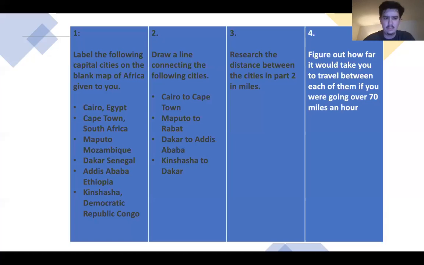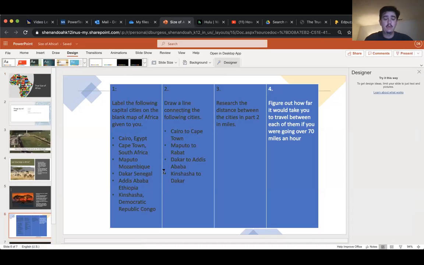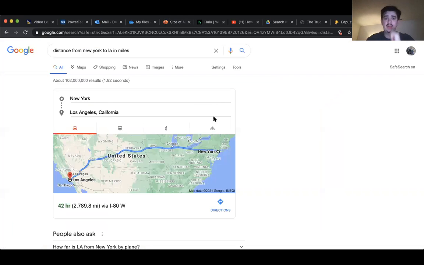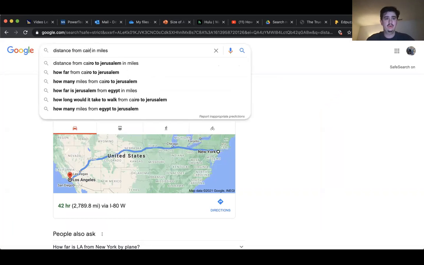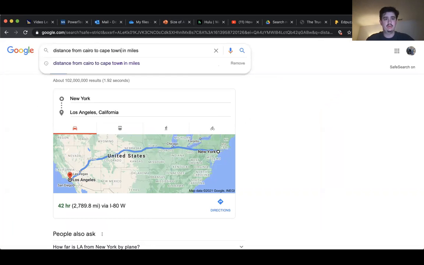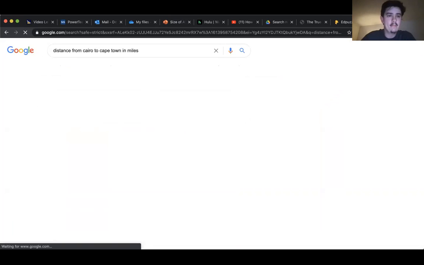Okay. Now, for this one, don't worry about labeling, and this is something someone else is going to do. But I'm going to look these up for you real quick. So we're going to see how far apart each of these cities are. So we're going to look at Cairo to Cape Town in miles. So Cairo, Cape Town. Okay.